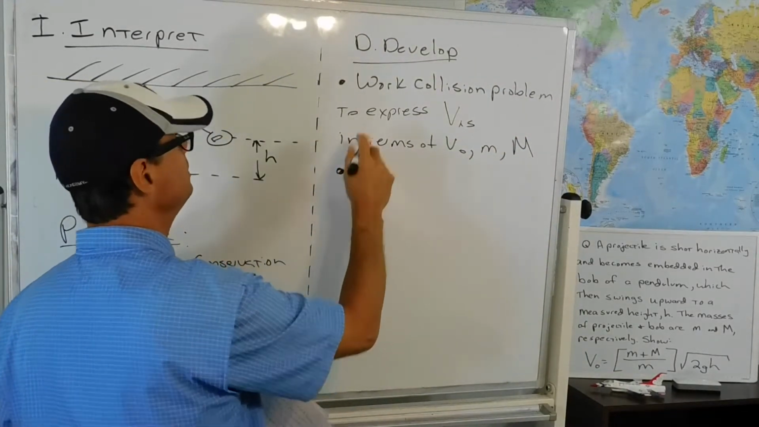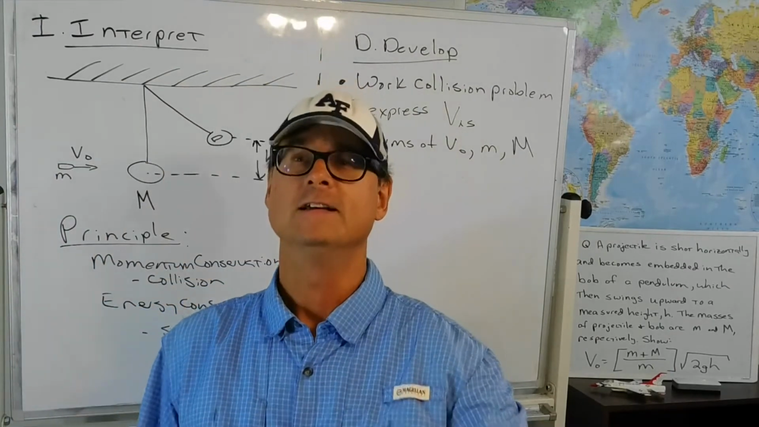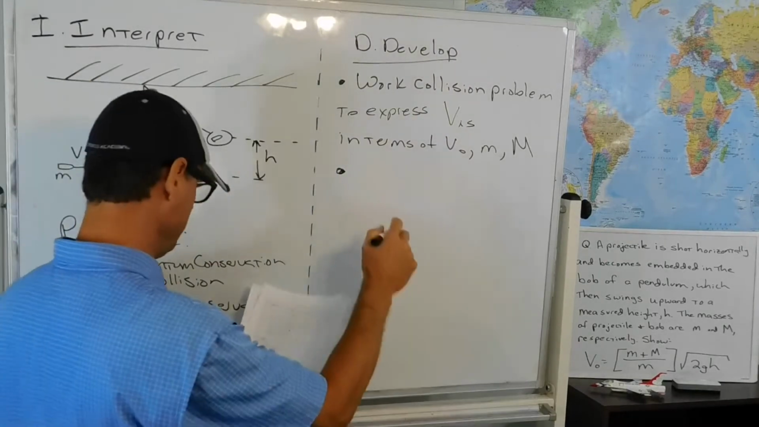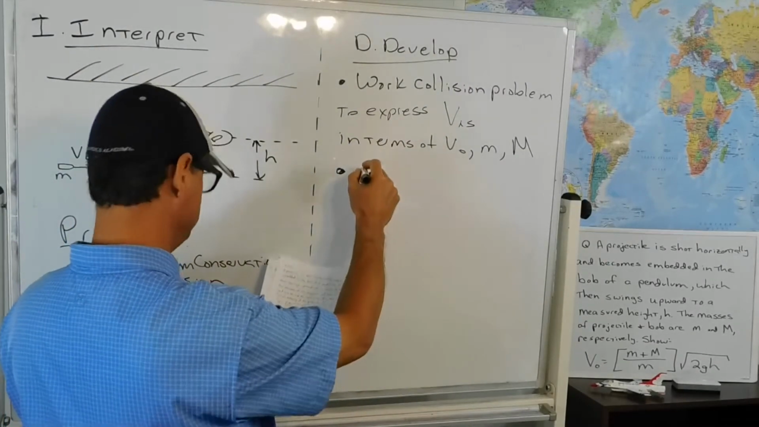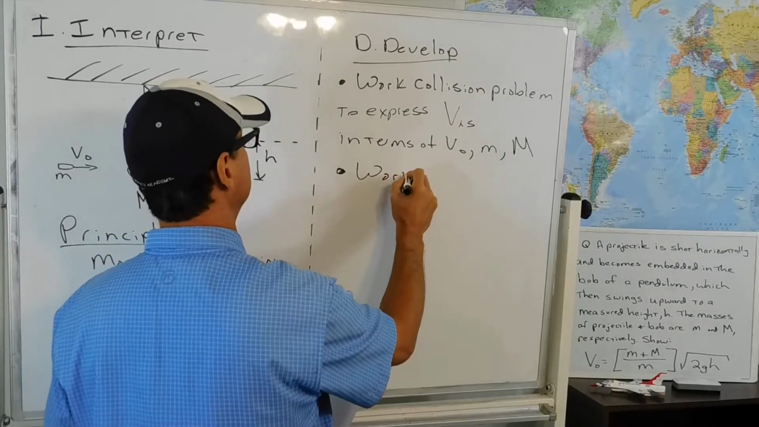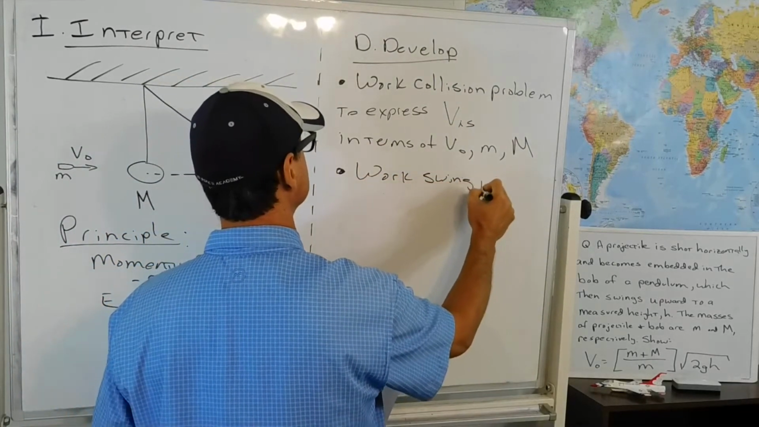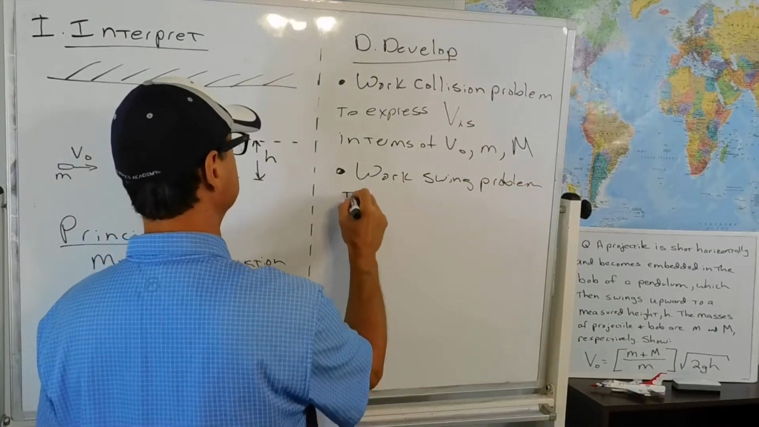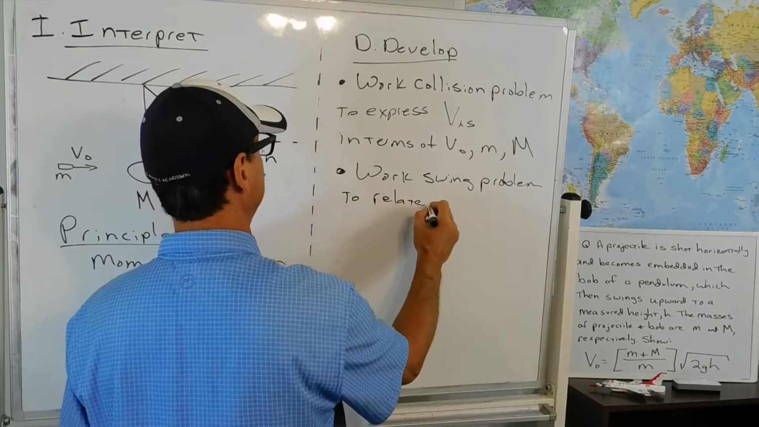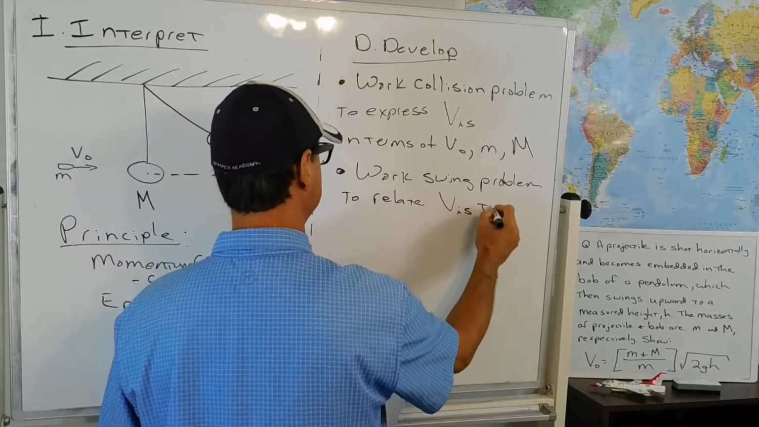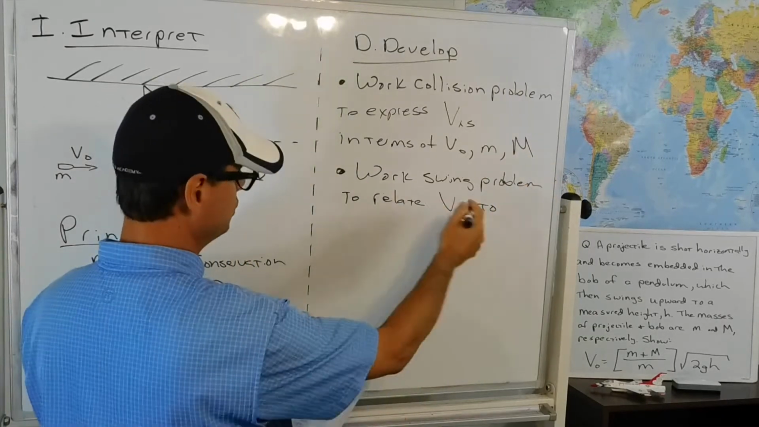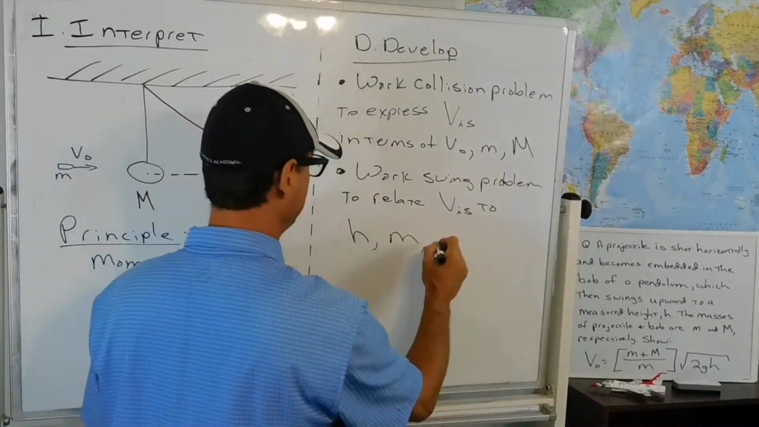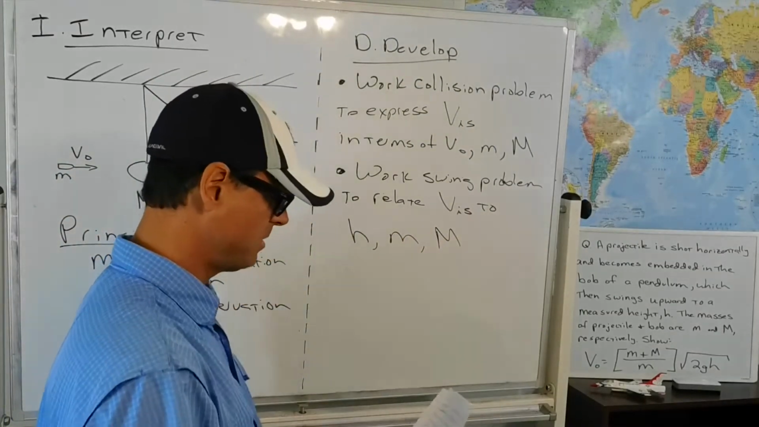Now the second step, and you know there could be sub-steps in this, that's sort of a standard simple inelastic collision problem in one dimension. And then the second big step is to work the swing problem, and the goal of that is to relate V initial of the swing to the other unknowns in that problem, or to the givens in the problem, which are h, the height to which it swings, the mass of the projectile, and the mass of the bob.